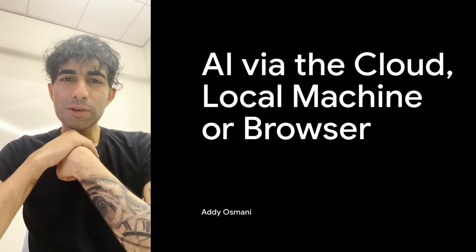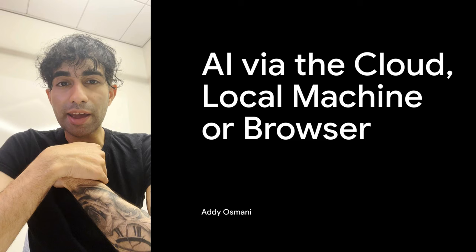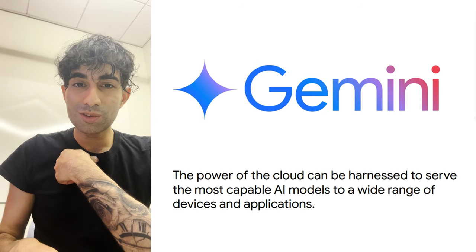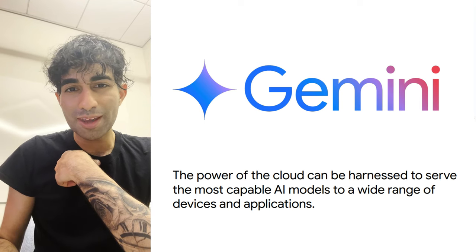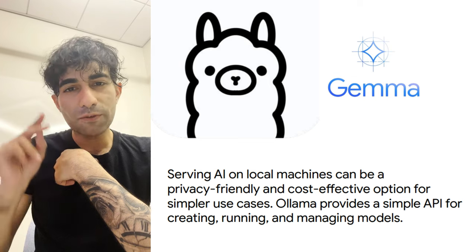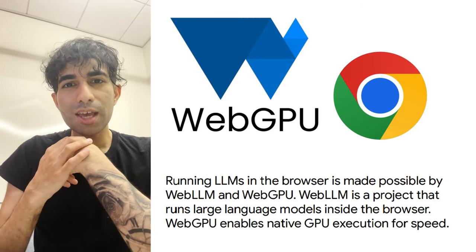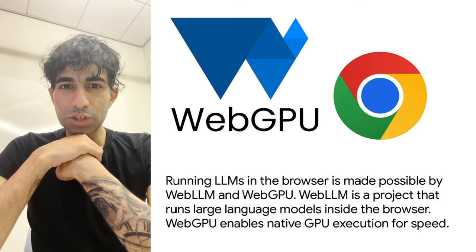Hey folks, so today I'm going to talk about three different ways of serving models for use in your Gen AI applications. The first is going to be from the cloud, the way you're probably doing it today, using an API, whether it's the Gemini API or something from OpenAI or Anthropic. It's from the cloud. The second is going to be from your machine using Ollama and open source models. And the third is going to be directly inside of the browser thanks to WebGPU.